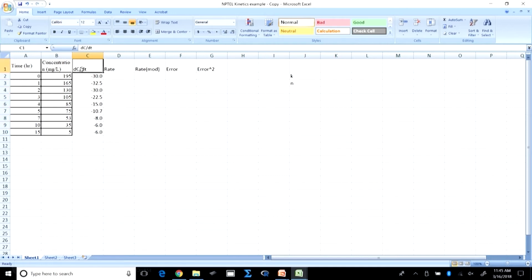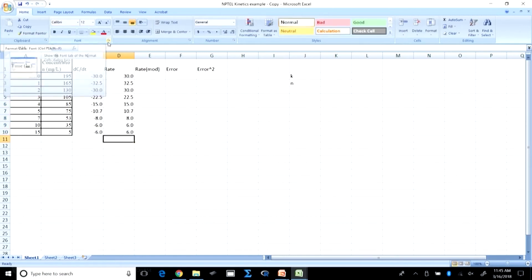So again here the dC by dt is negative, so as we calculated earlier, rate equal to minus dC by dt, so that is going to be equal to minus 1 into, enter. So the rate, I guess, and I have the same here.